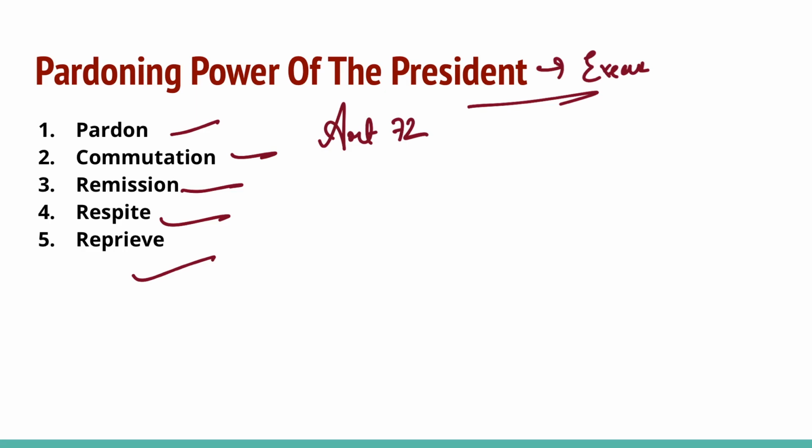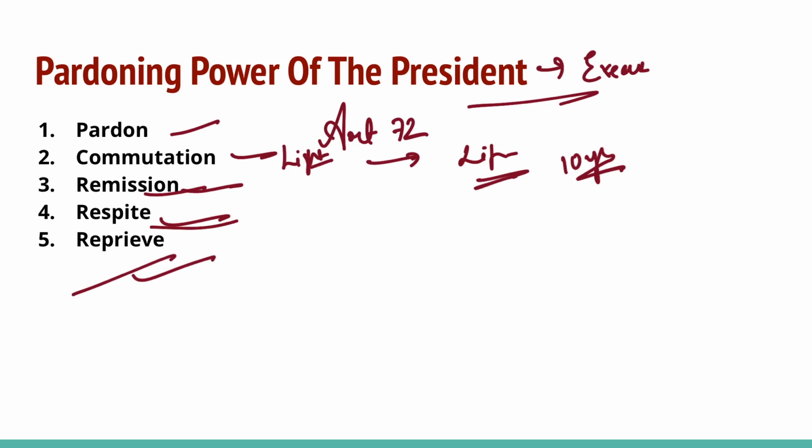Commutation denotes the substitution of one form of punishment with a lighter form of punishment. For example, a death sentence given to a person can be made a life imprisonment. Remission means reducing the period of sentence without changing its character. For example, if a person is given a life sentence, it can be reduced to 10 years of imprisonment. Respite denotes awarding a lesser sentence in place of one originally awarded due to some special fact like physical disability of a convict or pregnancy of a woman offender, etc.